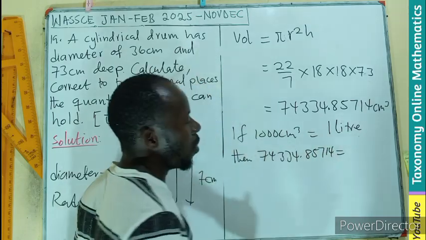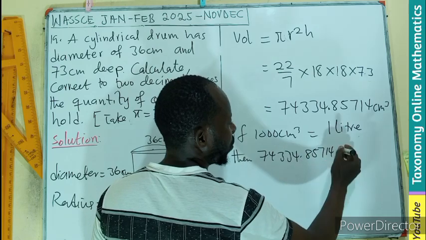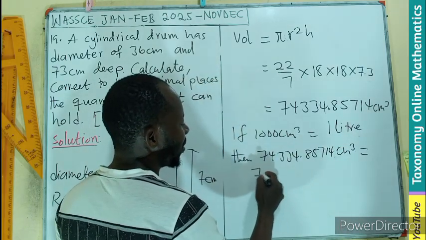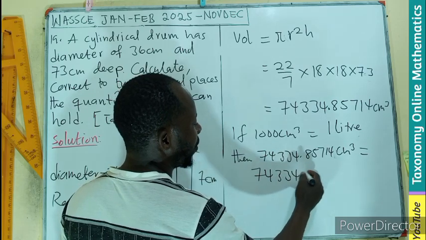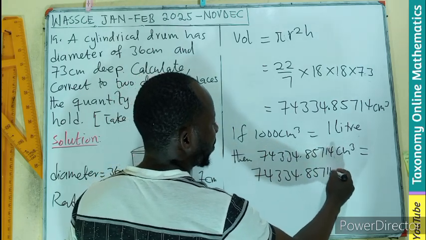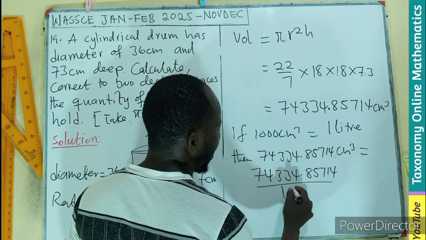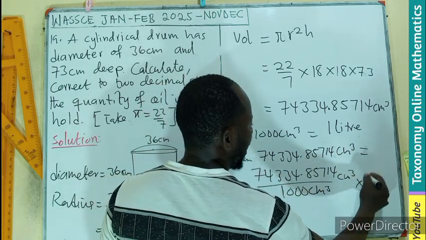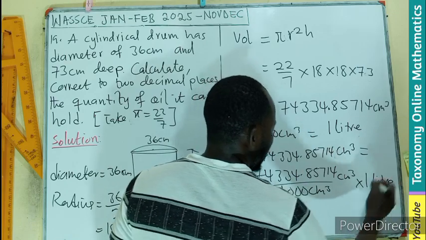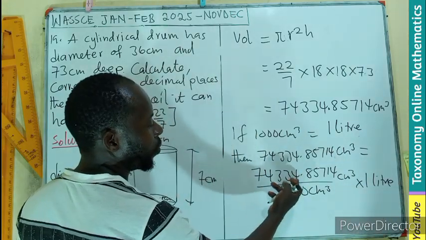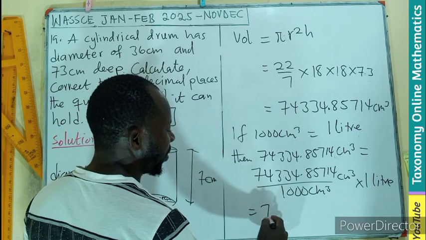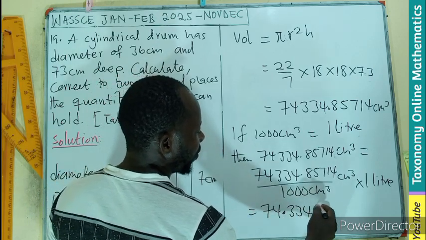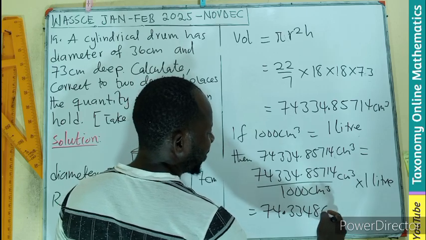7433.85714 will be more. So if more, let's divide. So we are having 7433.85714 divided by 1000 centimeter cube times 1 liter. You know this is 3 zeros, so 1, 2, 3. That will be 7.433, let me just say 6.